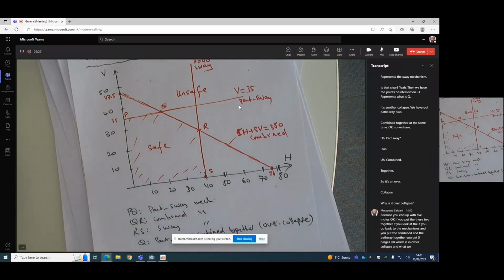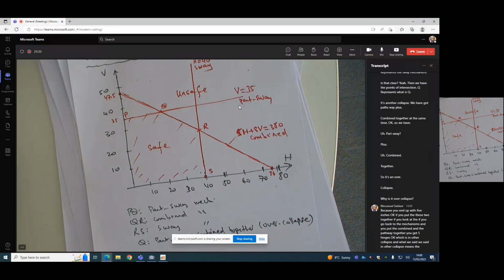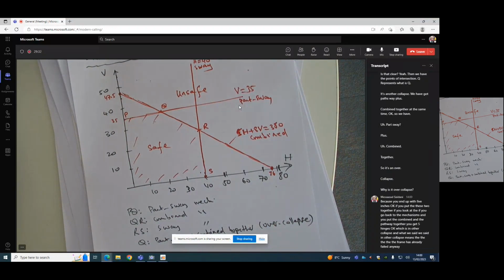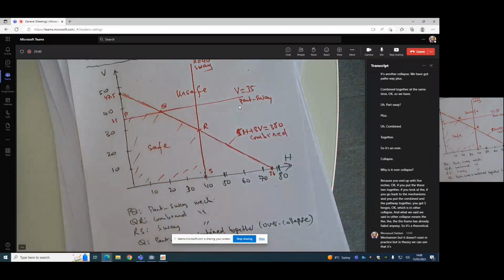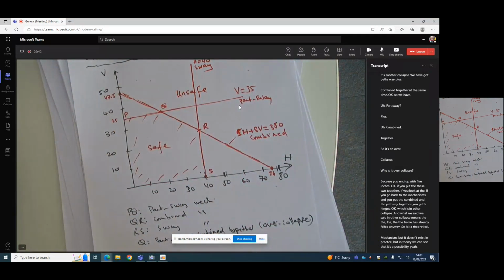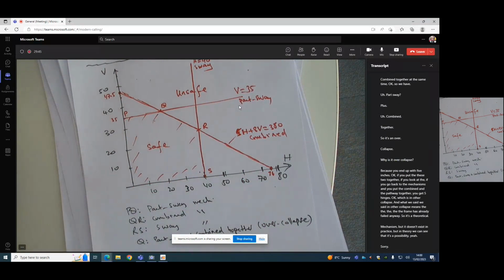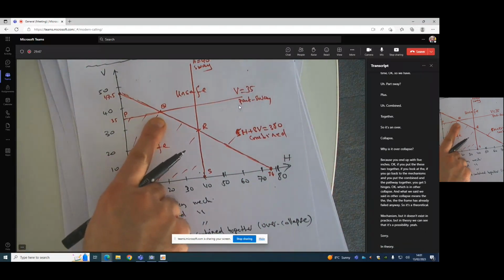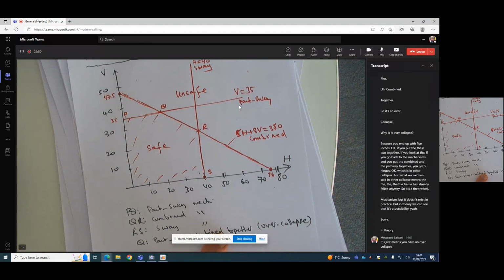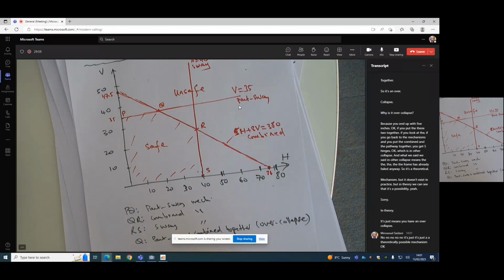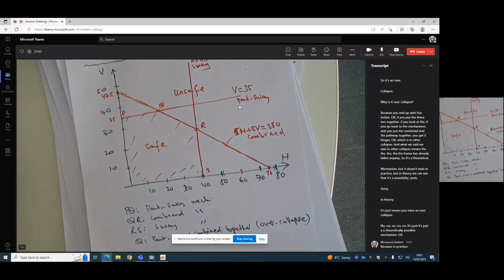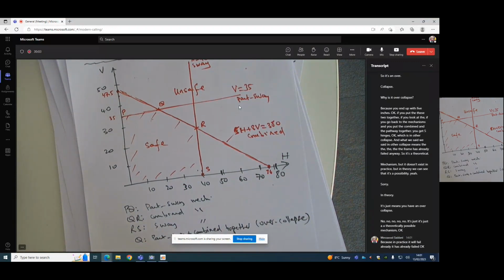And what we said an overcollapse means is the frame has already failed anyway. So it's a theoretical mechanism, but it doesn't exist in practice. But in theory, we can see that it's a possibility. It's just a theoretical possible mechanism. Because in practice it will fail already. It has already failed. Okay.